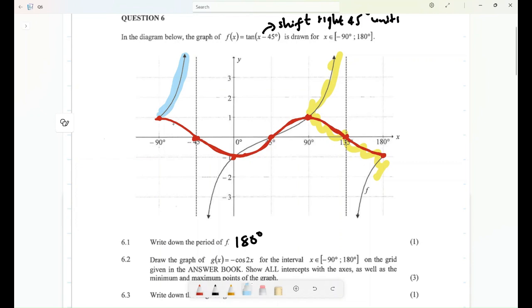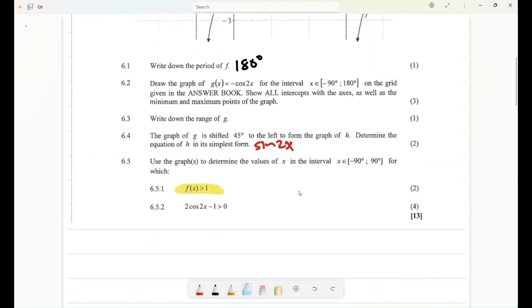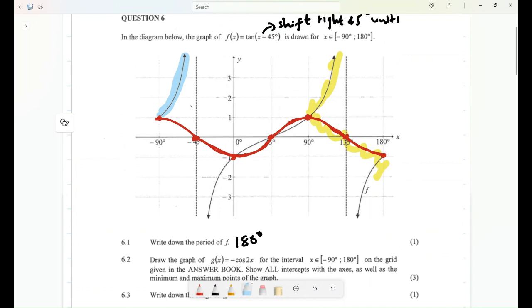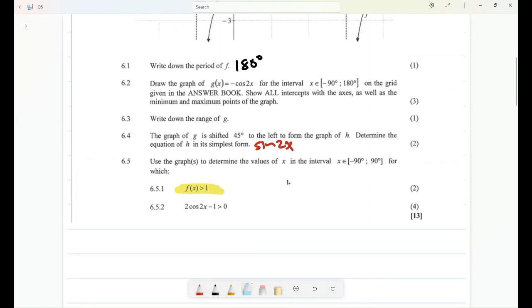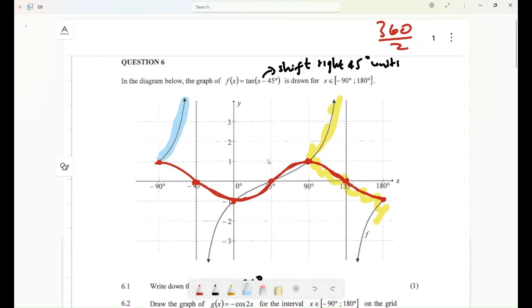Let me read the question again: where f of x is greater than 1. Then from -90, from this point to this point, can you see that it is above 1? Yes. So you're going to say now the answer.